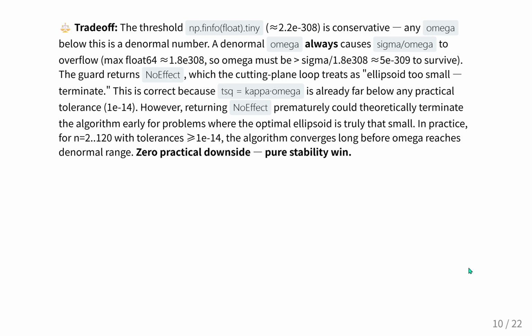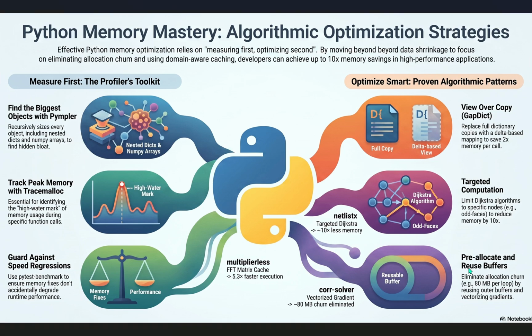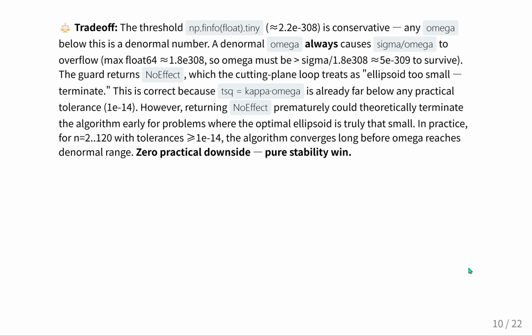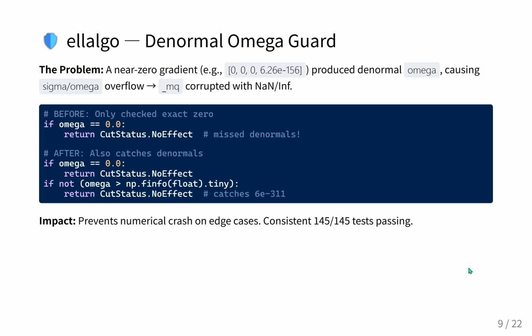You get NaNs and infs corrupting the whole system. Exactly. So they added a denormal omega guard. They just checked the hardware's strict floating point limit using np.finfo. And if the gradient dropped below that threshold, they just aborted the calculation. They just said, nope, this is too small, cut it off. Right. Return no effect. It prevented the crashes entirely. And it's a pure stability win with literally zero practical downside.